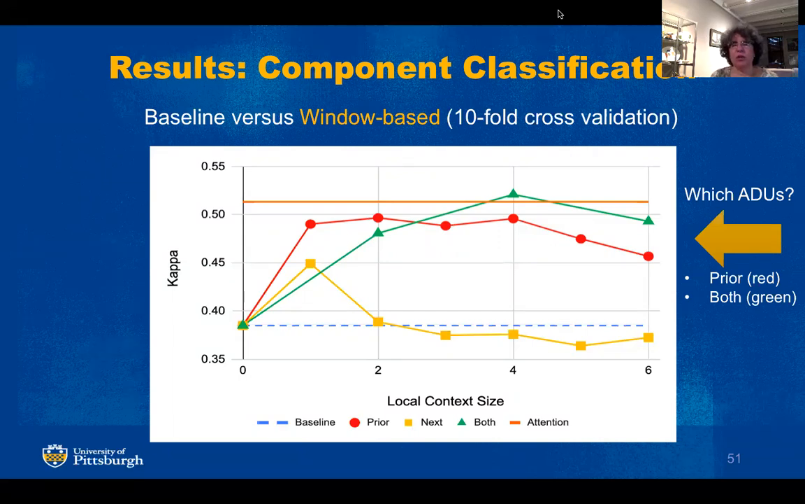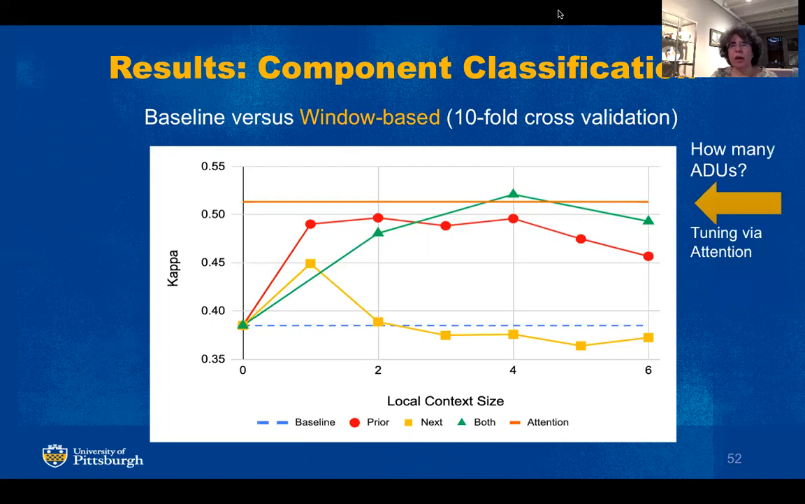Which is better depends on the context size, but what we do see is that the yellow ones, just looking ahead but not backwards, typically isn't useful. As to how many ADUs, we can see that the optimal performance is based on using both prior and next utterances in the windows with a window size of 4, and we can automatically tune this by adding attention to our model.